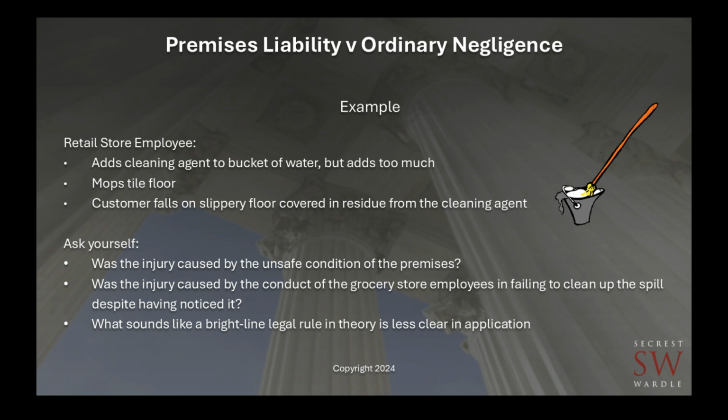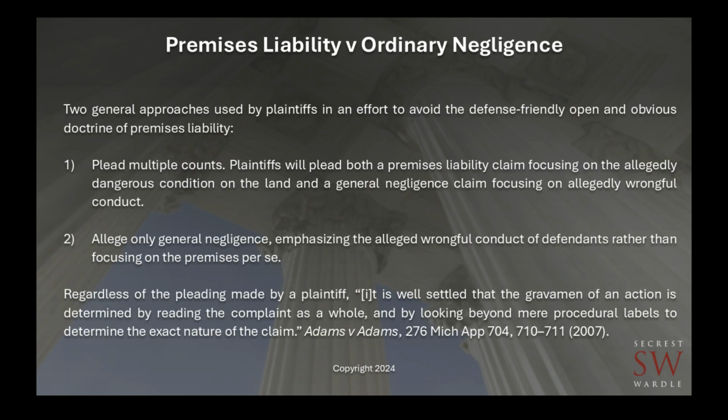See, what sounds like a bright-lined legal rule in theory is less clear in application. But, as we'll see later, this example would likely be classified as a premises liability claim as the injury was caused by a condition on the land. Now, as you may start to see other examples, they can get rather confusing.